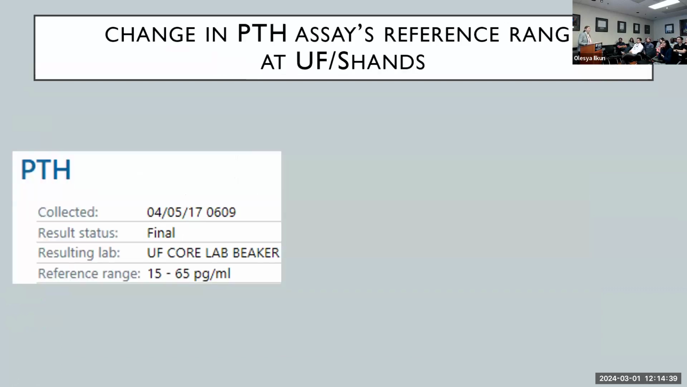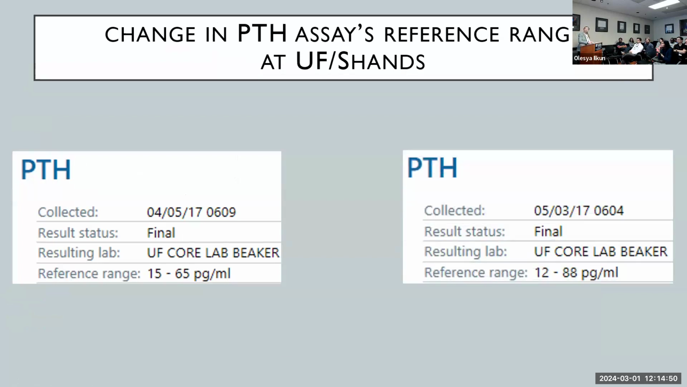So when did the assay change? I actually looked back, and I'm fortunate enough to have dialysis patients who have been in the dialysis unit for 15 years. It turns out that somewhere between April and May of 2017, UF Shands changed from a 15 to 65 range to 12 to 88, and we still have that.